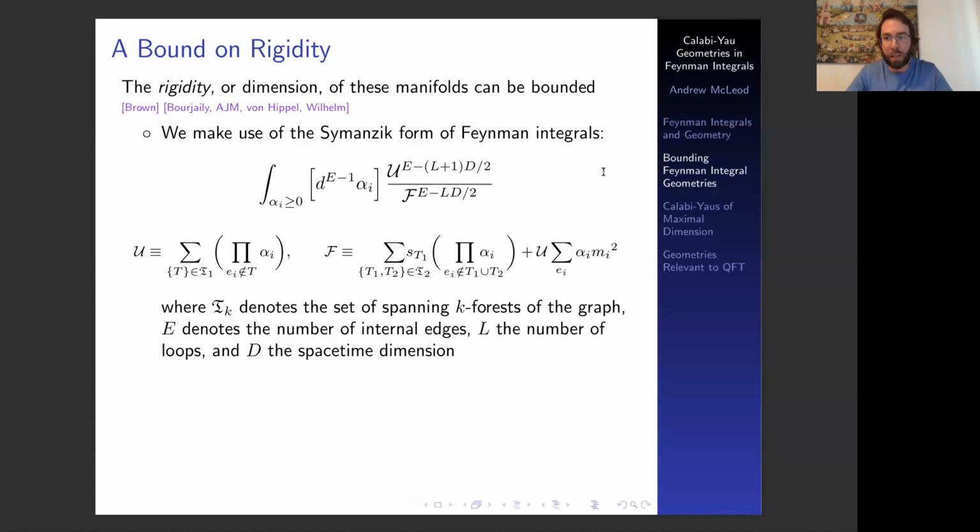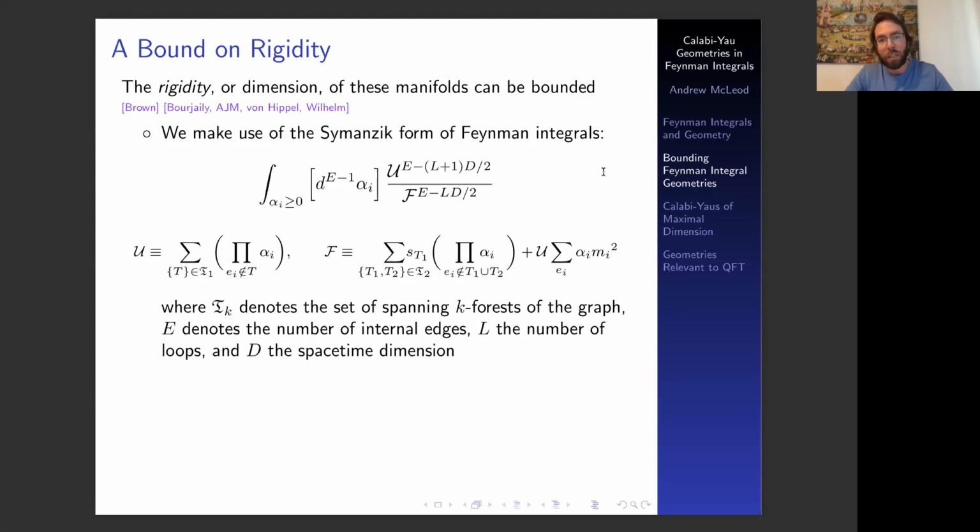And the answer turns out to be no. Turns out we can bound the so-called rigidity or dimension of these manifolds that appear. So to do so, let me make use of the semantic form of Feynman integrals, which is basically the Feynman parameter form. So I'll be looking at integrals that have E internal edges, L loops in D space-time dimensions.